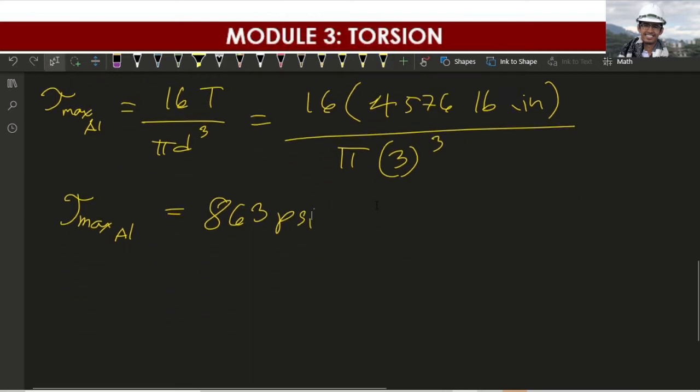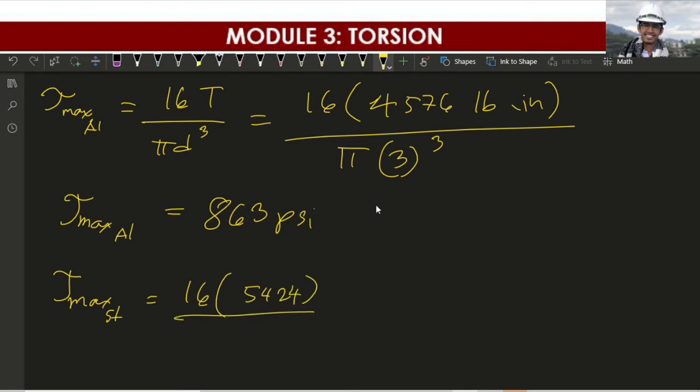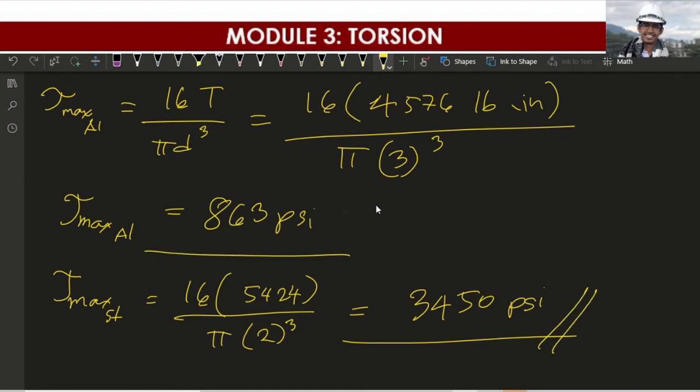And for the maximum shear stress for the segment ng ating steel, substitute nyo na lang yung mga given. That will be 16 times yung ating torque sa steel, that is 5,424, over pi, yung diameter ng ating steel, that is 2 inch raised to 3. So that will give us 3,450 psi. Okay, so ito na yung ating maximum shear stress for steel and for aluminum.